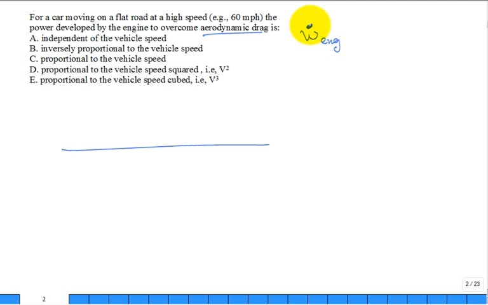Okay? So the question is the power developed by the engine independent of the vehicle's speed, inversely proportional to the vehicle speed, proportional to the vehicle speed, proportional to vehicle speed squared, or proportional to the vehicle speed cubed? I'm going to give you a minute. I'm going to pause.